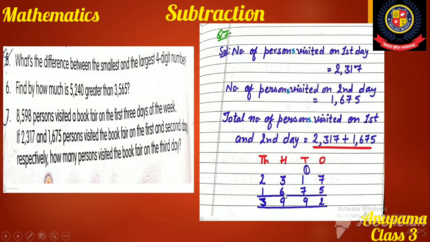Now add 100 column. Keep 3 in your mind and count 6. So 4, 5, 6, 7, 8, 9. Write 9 in 100 column. Now 1000 column, 2 plus 1, that is 3. So 3992 persons visited in 2 days. Okay.